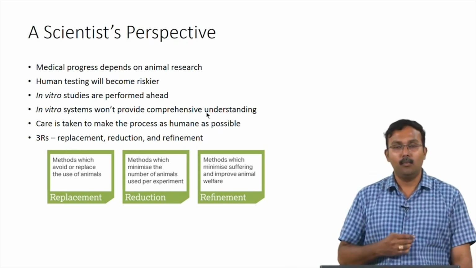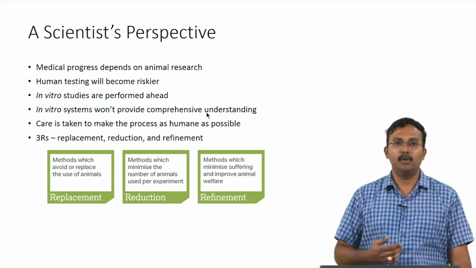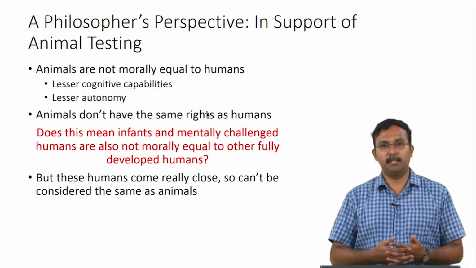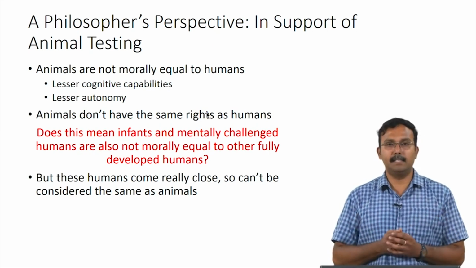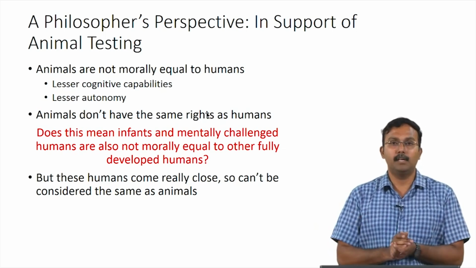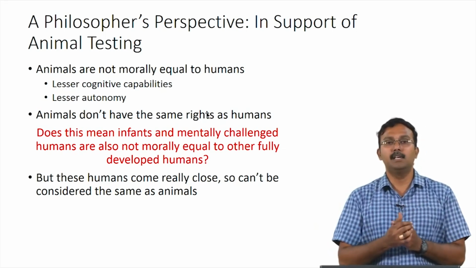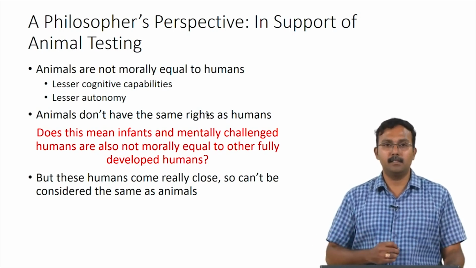So, now let us see what would be the argument of someone who is not a scientist. Let us look at it from a philosopher's perspective. If you have a philosopher who supports animal testing in general, how can a philosopher make arguments to support it? So, these are the philosophical arguments to support animal research.